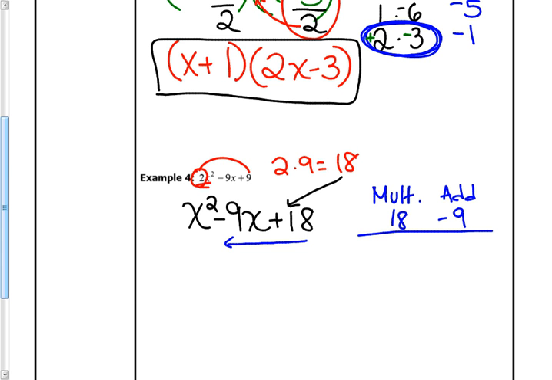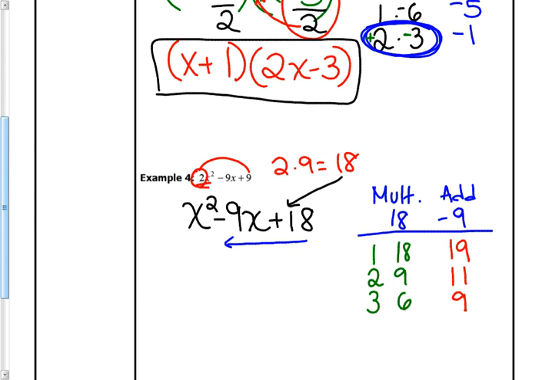Okay, so multiply to 18 would be 1 times 18, 2 times 9, 3 times 6. And that's about it, right? If I added 1 and 18, that's going to give me a 19. If I added 2 and 9, that gives me 11. If I added 3 and 6, that gives me 9. So I'm pretty close, but my 9 was supposed to be negative, not positive.